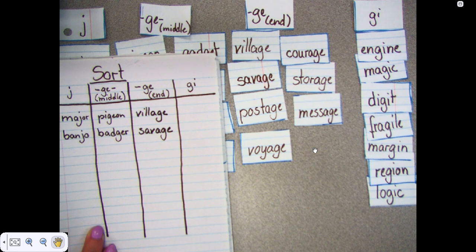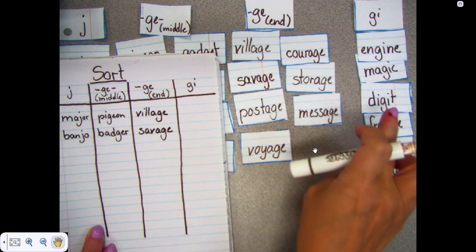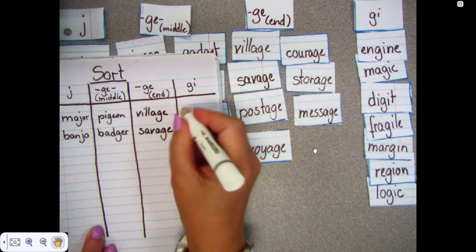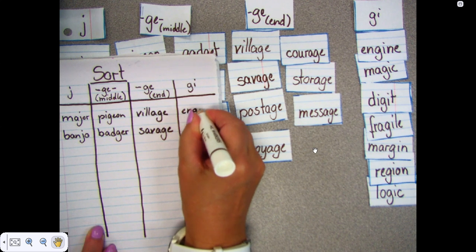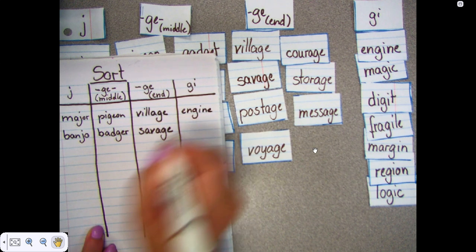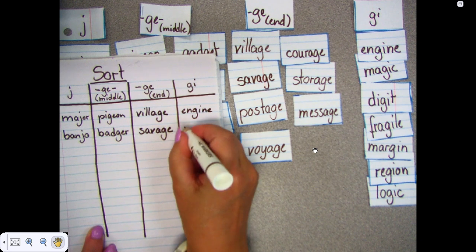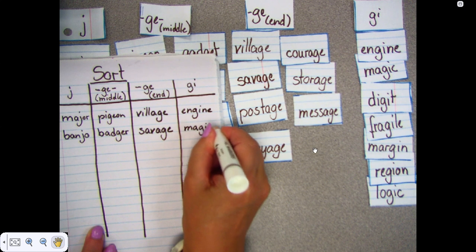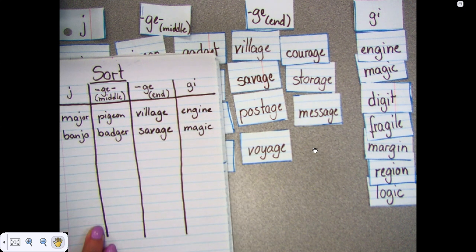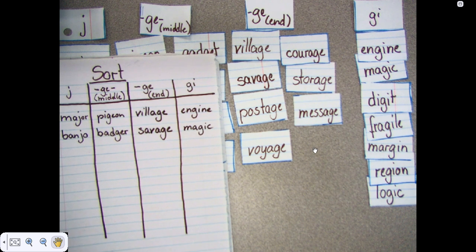Now that you wrote all those down, I'm going to move over to the GI column. And I have engine. And then I have magic. All right. Now that I wrote those 2 down, go ahead and pause the video here and write down the rest of your words.